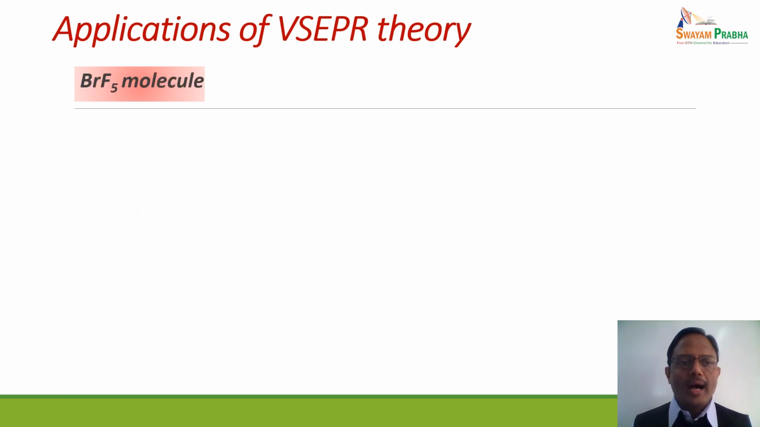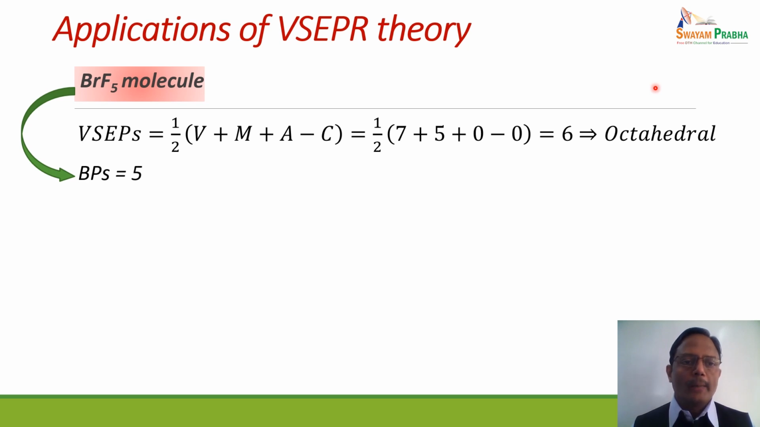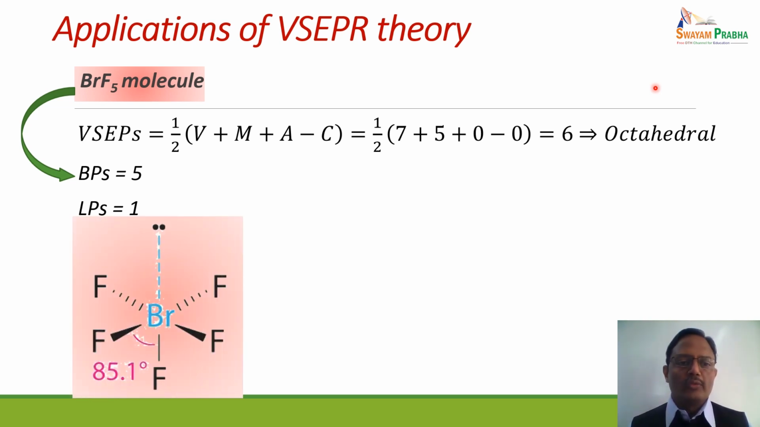Next molecule is BrF5. Now the central atom is bromine with 7 valence shell electrons, and 5 monovalent fluorine substituents. So 7 plus 5 divided by 2 will be equal to 6. Now since there are 6 valence shell electron pairs, the expected geometry is octahedral. But out of the 6, only 5 bonds are formed, indicating that bond pairs are 5, which means the one remaining should be a lone pair. And in the case of octahedral geometry, all the positions are equivalent at 90 degrees, and so the lone pair can go to any of these positions.